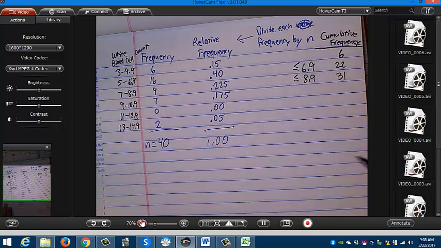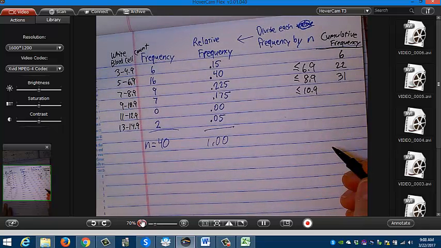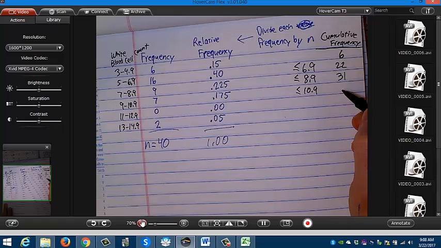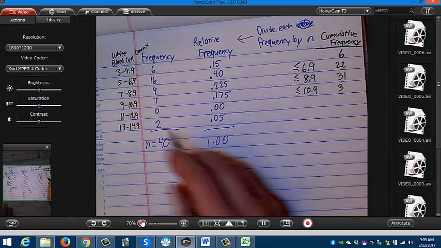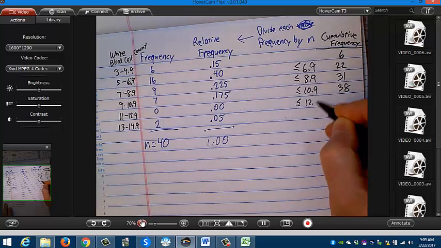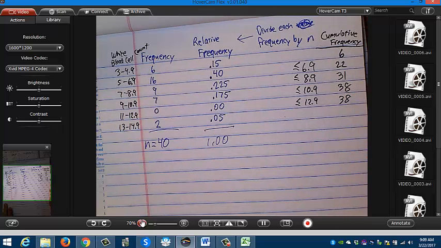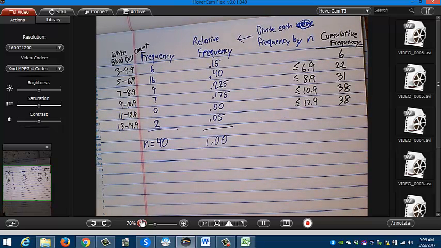You might say, why would you do that, Paul? Here, less than or equal to 10.9. Do you guys know what I'm going to put here? Good, because I add on that other 7. Less than or equal to 12.9 would still be 38. And you know, you might say, Paul, why would we do this?